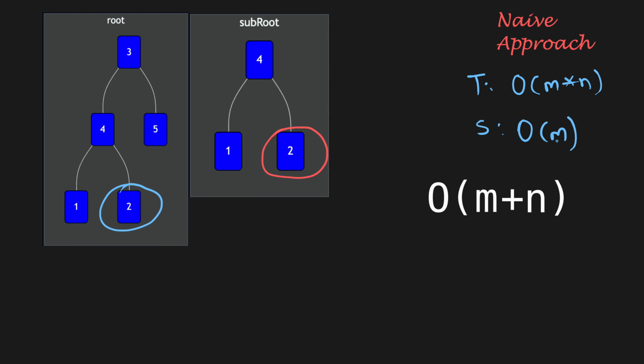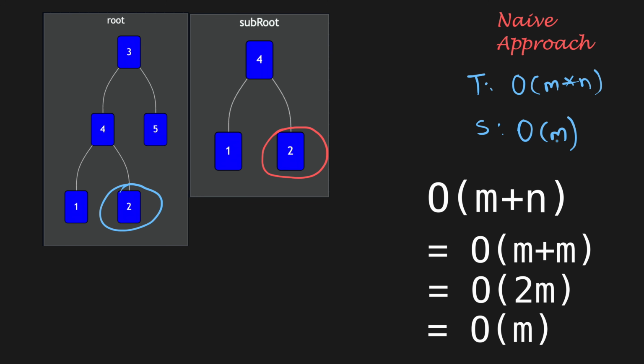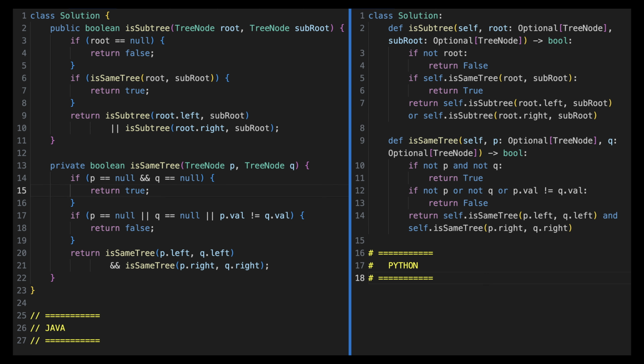However, in the worst case, the depth of the subroot tree will be the same as that of the main tree, resulting in the space complexity of O of m plus m, equal to O of m. Here is a quick code walkthrough of the algorithm we just talked about, with Java code on the left and Python on the right.